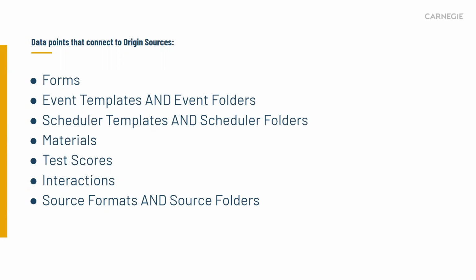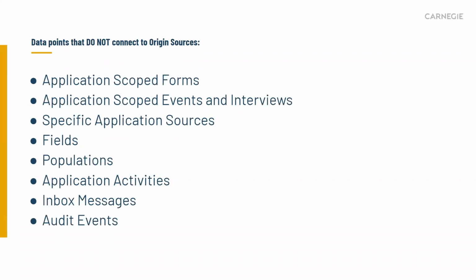Things that do not create origin sources include application scoped forms, application scoped events and interviews, specific application sources, but don't worry, I have a way we can work around this one. Data points also do not include fields or populations, so you can't put an origin source based on a specific field value that a student has. You can't use application activities, inbox messages, or audit events.